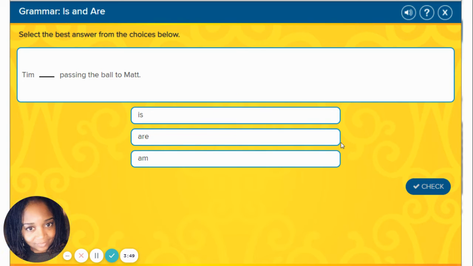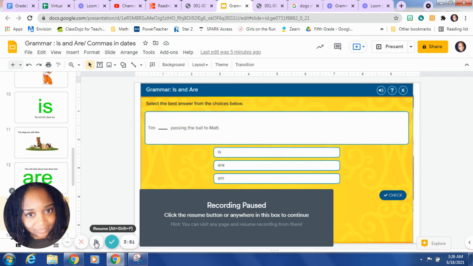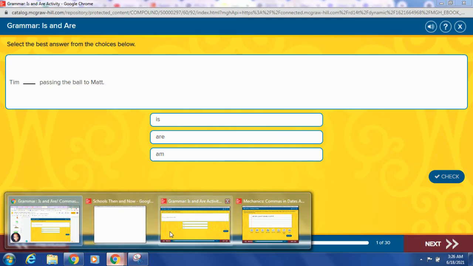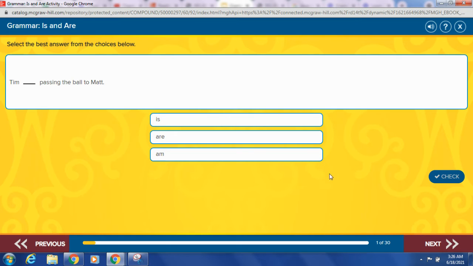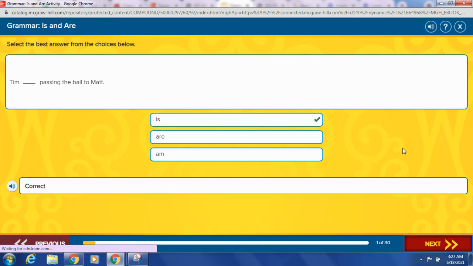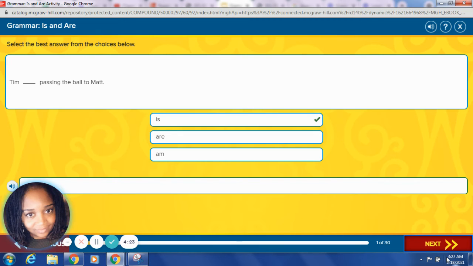So we're going to play a quick game. All right, so here's our game. Tim blank passing the ball. So we're going to plug in if we need to use is or are in the sentence. Tim blank passing the ball to Matt. What do you think? So are we talking about one person or more than one? All right, let's try is. Check it. Good job. All right. Keep going.